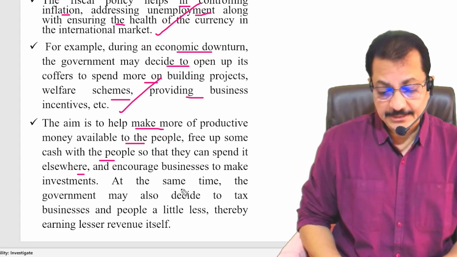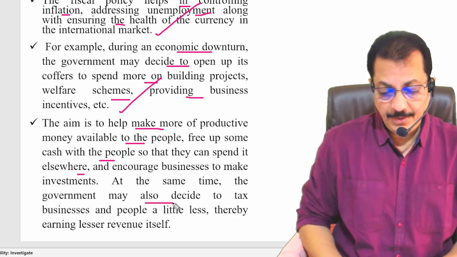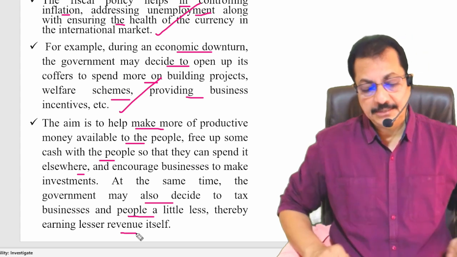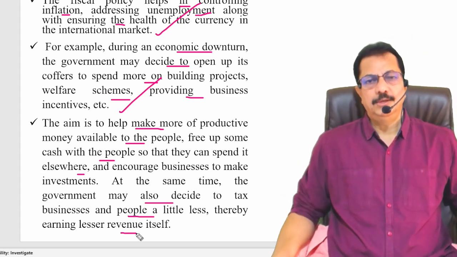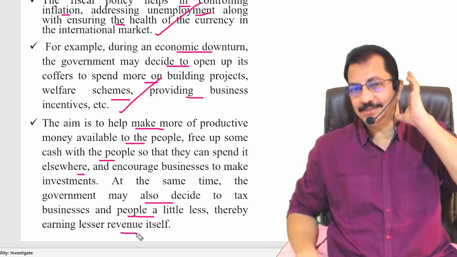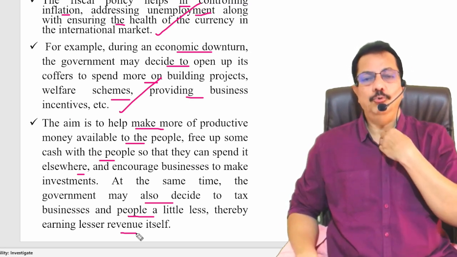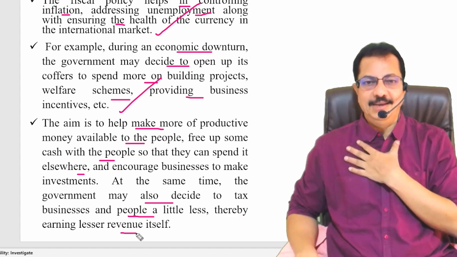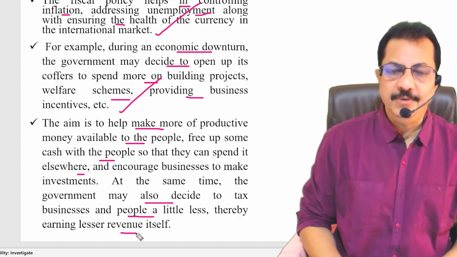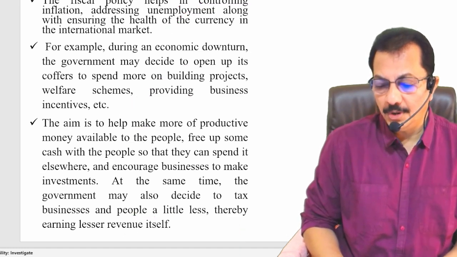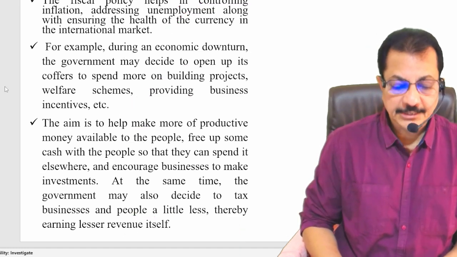Clear? At the same time, the government may also decide to tax business and people a little less, thereby earning lesser revenue itself. Is that okay? So obviously what will happen? The government will also plan to cut down the taxes. It is nothing but to encourage business people and individuals to pay the taxes. Clear? If the taxes are less, people will be more happy. So that will lead to more revenue to the government. Of course, its profit will come down.